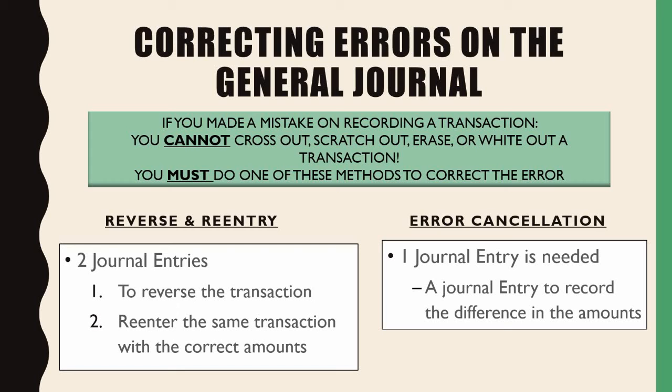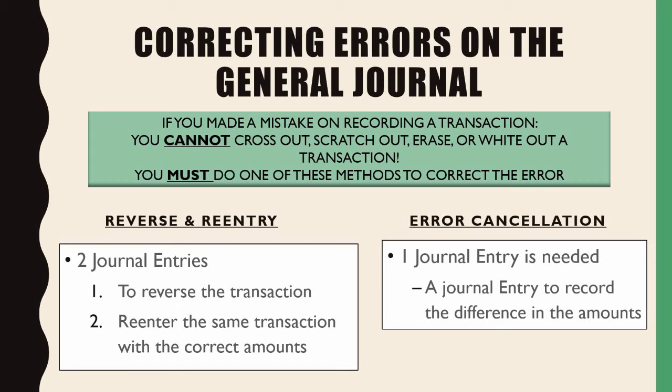You're going to have one entry to reverse the transaction, okay? And then you're going to re-enter a second journal entry by entering in the same journal transaction, but this time with the corrected amount or the corrected account, whichever it is that you made a mistake on, okay? So again, the first transaction is you're reversing the transaction. The second one is you're going to re-enter it with the correct information, okay? Where error cancellation only has one journal, and that is to just correct the error at hand.